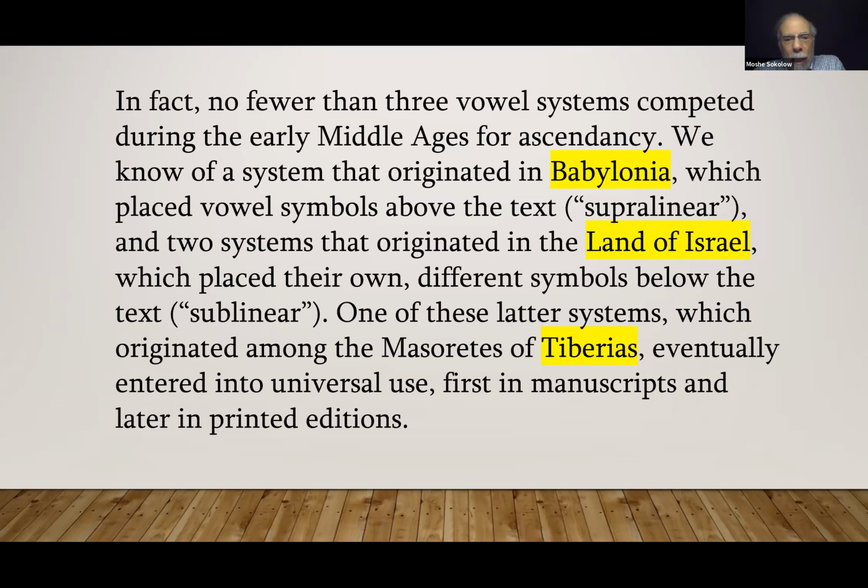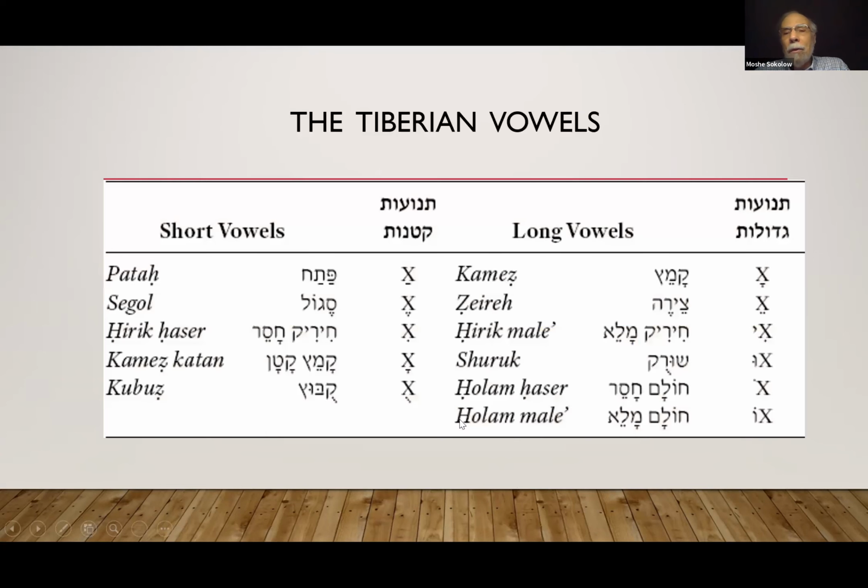Of these 2 systems that originated in the land of Israel, one originated amongst the Masoretes, those who were concerned with the tradition of proper reading and punctuation, who lived in the city of Tiberias. And it was their system, the Tiberian system, that eventually entered into universal use amongst Jews, first in manuscripts and later in printed editions. So the vowels that we are acquainted with, that we learned either in kindergarten or in cheder or wherever it is that we learned them, some short vowels, some longer vowels, all originated in Tiberias somewhere during the High Middle Ages, that is to say, during the 10th, 11th centuries.